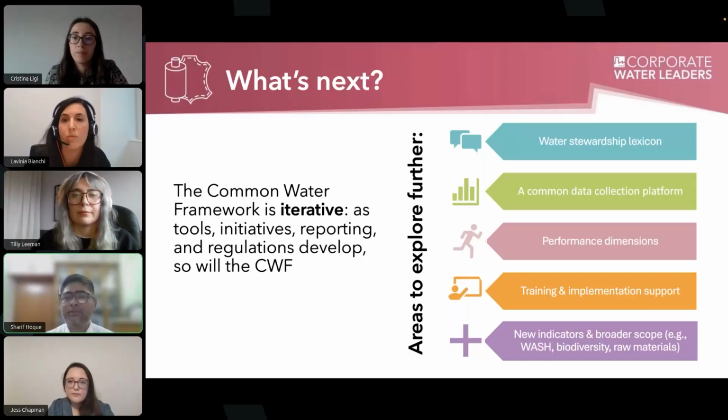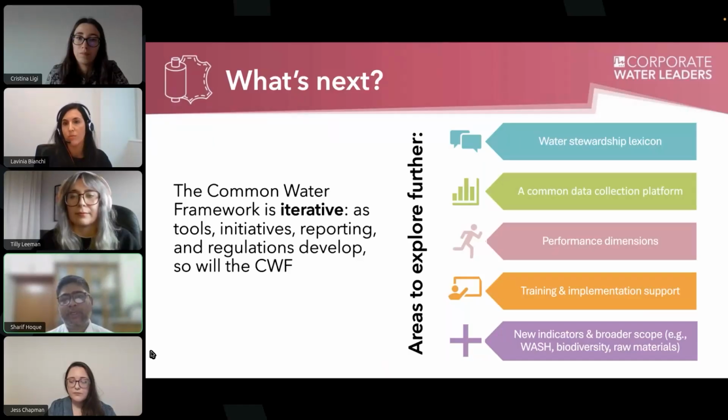And then in the future, we would like to open up for new indicators and some of the scope which has not been looked into in the current versions, like water, sanitation and hygiene, biodiversity, and the water impact in the raw material phase. This would be the kind of area that we will further look into and make sure how we can incorporate those things into the upcoming iteration.